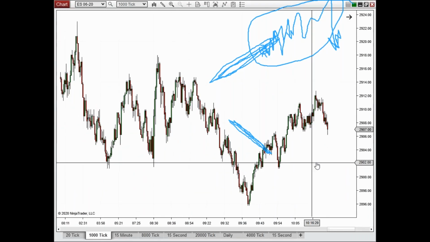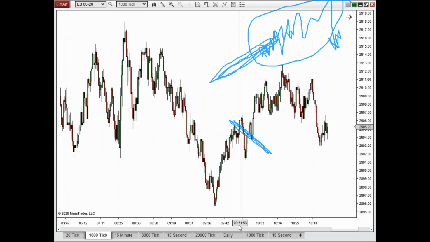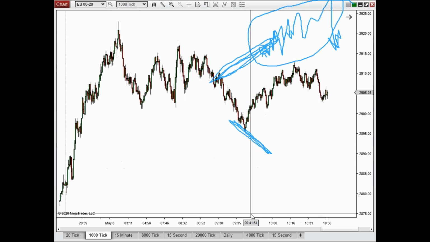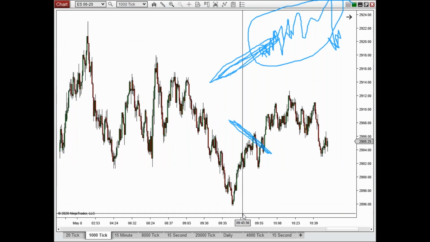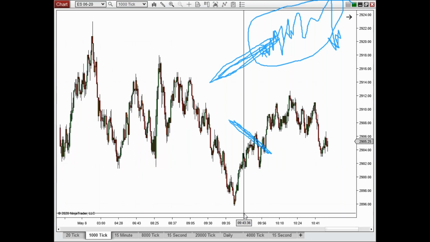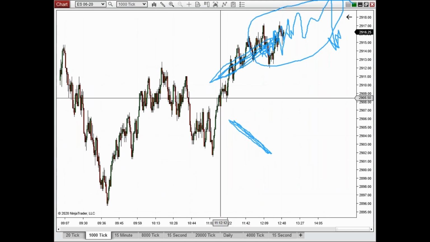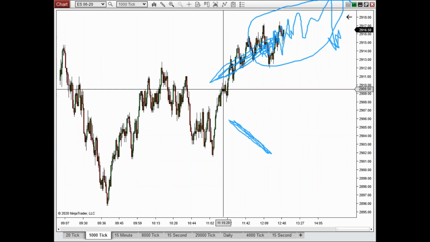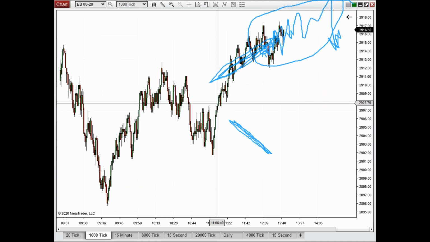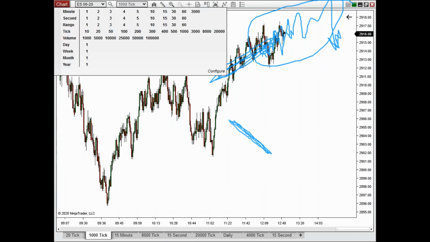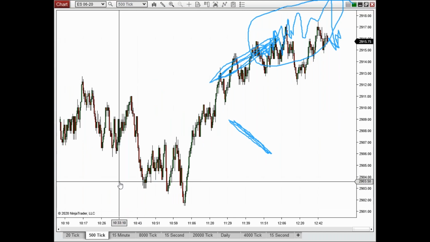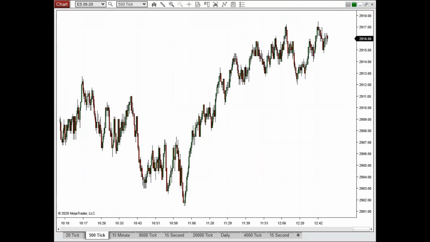So it's on the ES. What time frame it was on? Right in here. So this is 1,000 tick, 11 o'clock. Let me go down to a smaller time frame. 500 is probably good enough. So see this extreme move here? Pop like that? That's a lot like what we just saw.